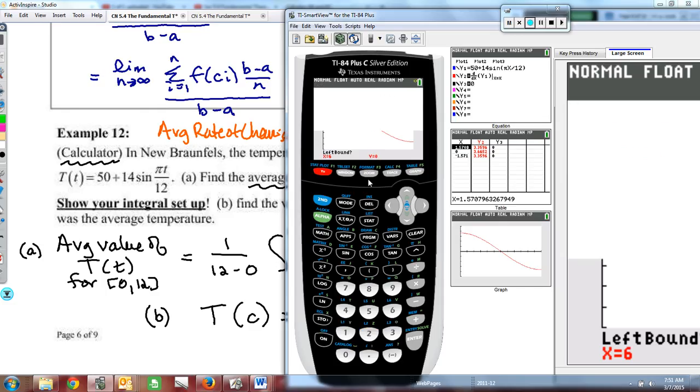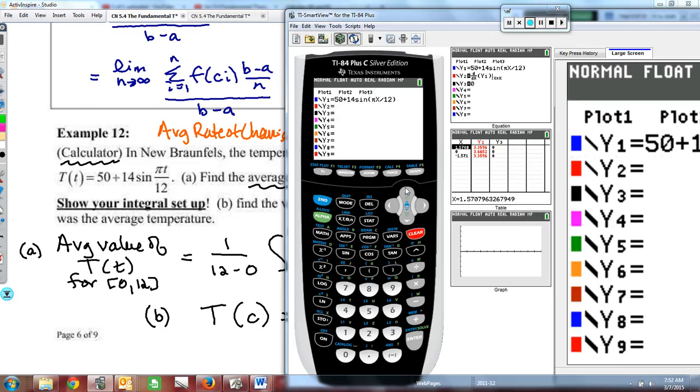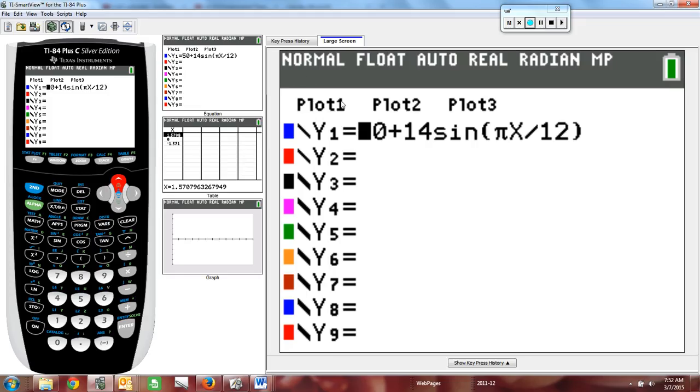So the first thing I'm going to do is clear out some things that I had in here. Here's my function that we're looking at. Okay, so I have the 50. Let me move over so you can see it a little bit larger here. So here's my 50 plus 14 sine pi x divided by 12.